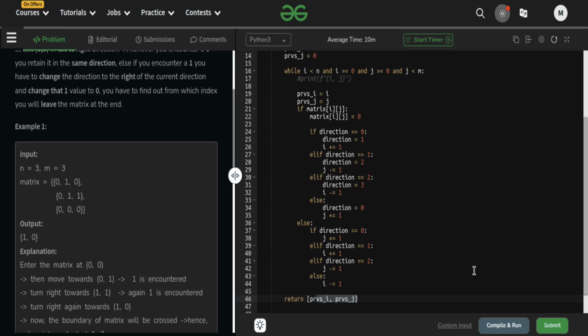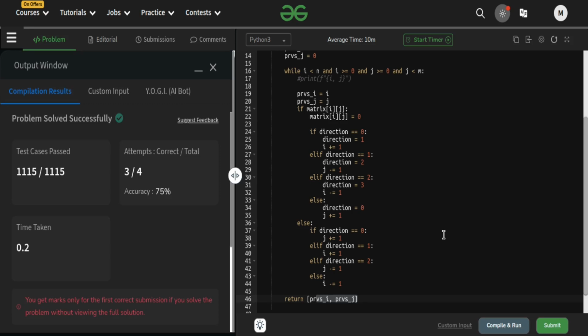So that's about the code, folks. Now let us submit our solution. So our solution got accepted.